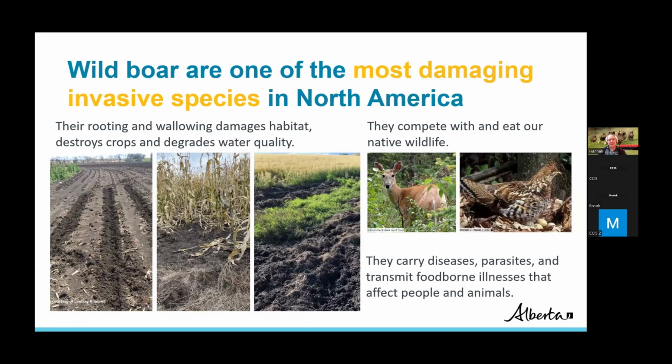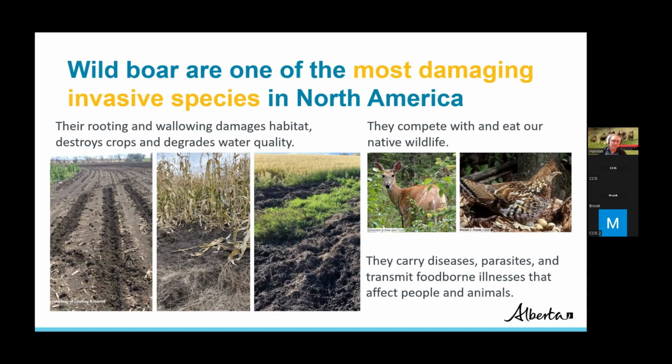So hopefully that summarizes wild boar a little bit, and that you're left with the understanding that they're one of the most damaging invasive species in North America. We talked about the rooting and wallowing behaviors that can damage habitat quality. And I put here, just to remind myself, to talk about the impacts on agriculture as well, that they really impact agriculture at all stages of growth of the plant.